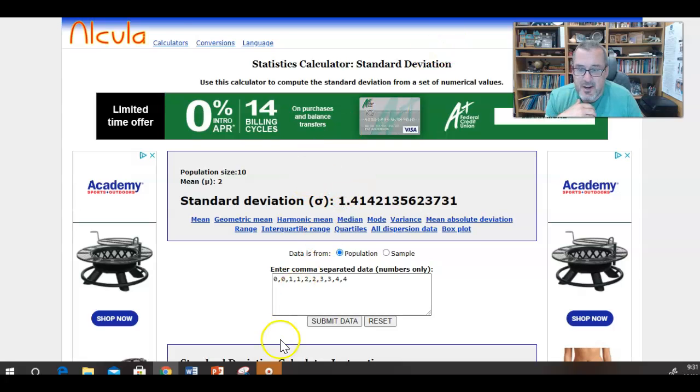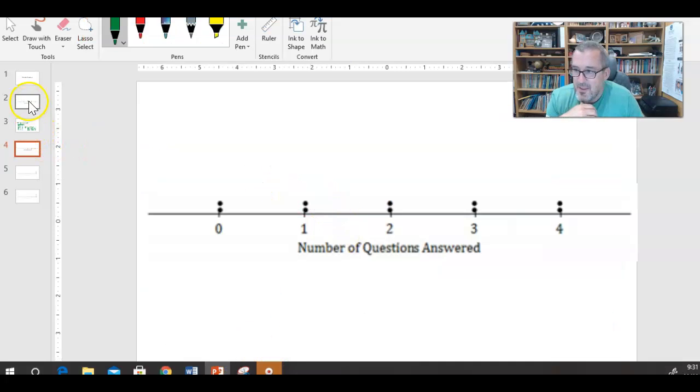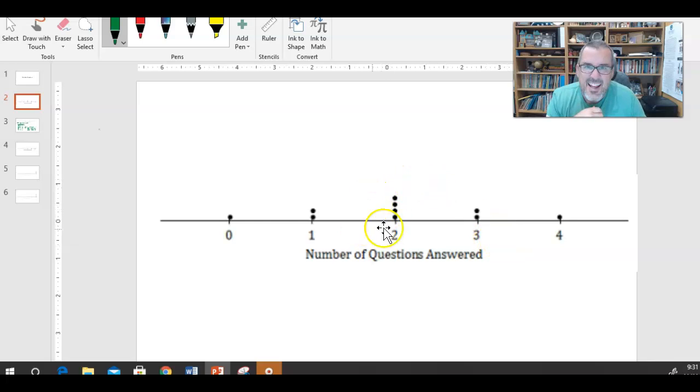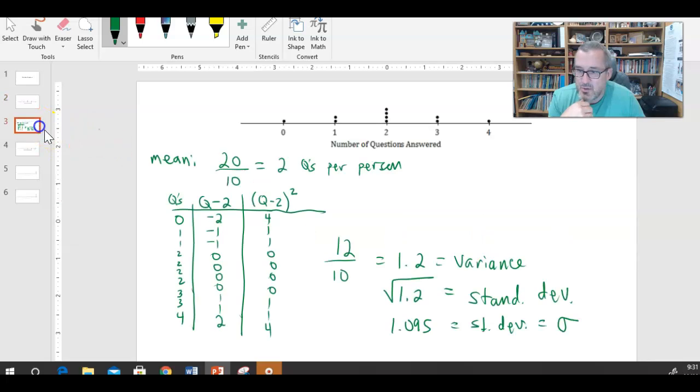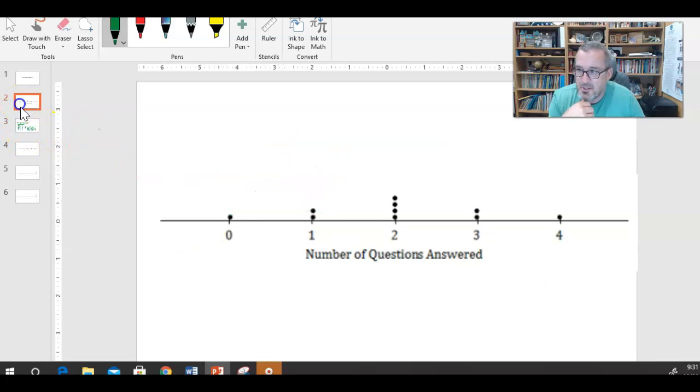Now, why is it more spread out? Let's go back there just for a minute. Here we had a nice cluster. There were 4 people who had answered 2 questions. So that's not as spread out. Now, yeah, there's some 2s and 3s, but if you just look around that mean of 2, remember the mean was 2 questions per person, 4 people were right at the mean. 5, 6, 7, 8 people were just 1 question away from the mean. And then we had the 1 people on either end.